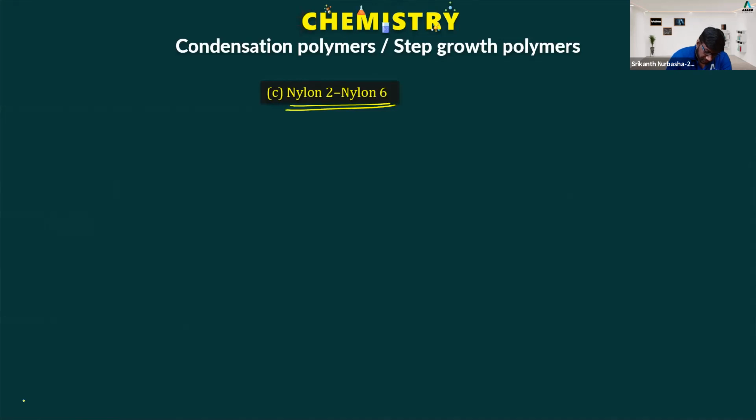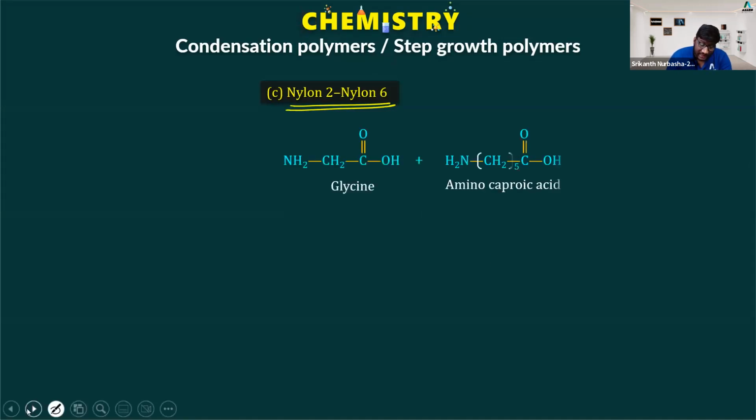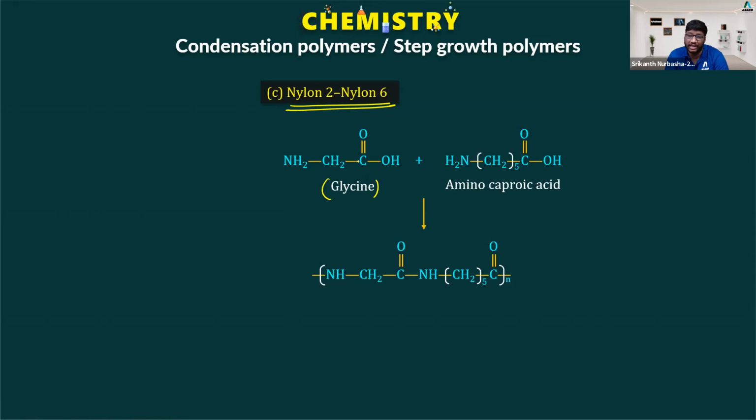Next category. It's a polyamide. Glycine will be reacting with the amino caproic acid. NH2, CH2, C double bond O, OH. What is glycine? Glycine is the optically inactive amino acid. The optically inactive amino acid, glycine, will be reacting with amino caproic acid. Same reaction again. The carboxylic acid will be reacting with the respective amine. Which bond will be cleaved? The CO bond and the NH bond here.